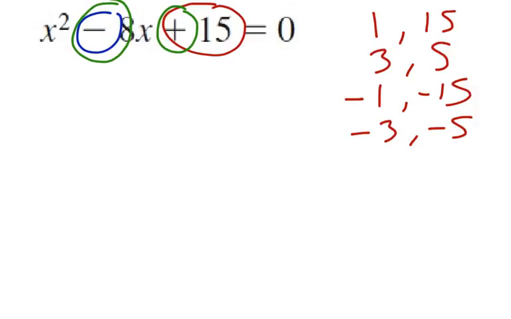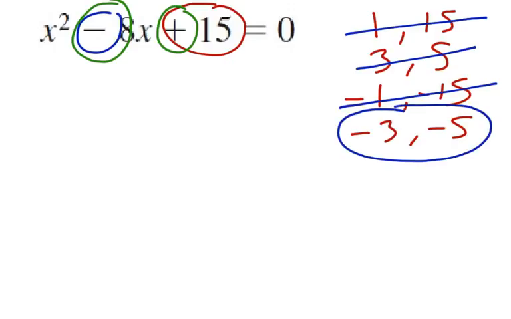Now we're looking for the one that adds to make minus 8. It's not 1 and 15 because they add to give 16. 3 and 5 add to give us 8, so it's not that. Minus 1 plus minus 15 is minus 16, so it's not that one. Minus 3 plus minus 5 does give us minus 8. So there are solutions here.